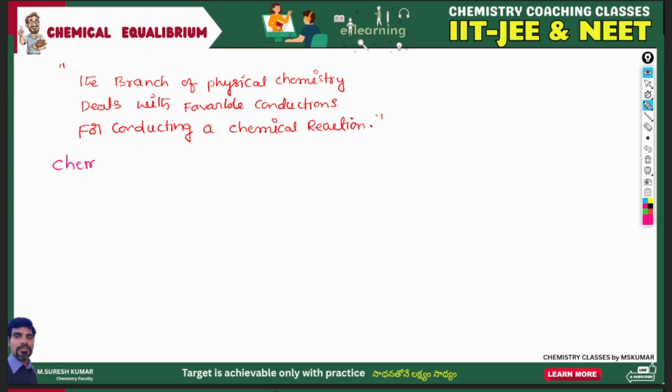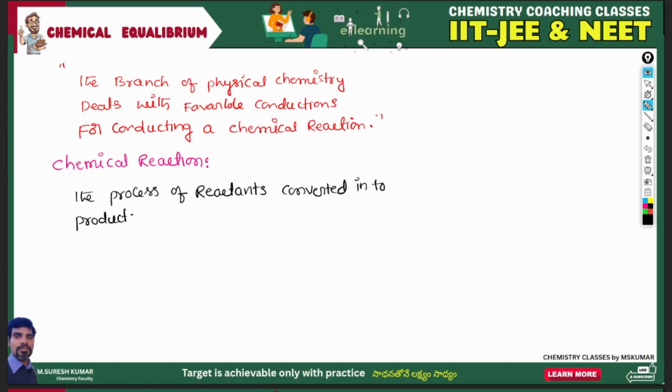Chemical reaction: the process of reactants converting into products is known as a chemical reaction.